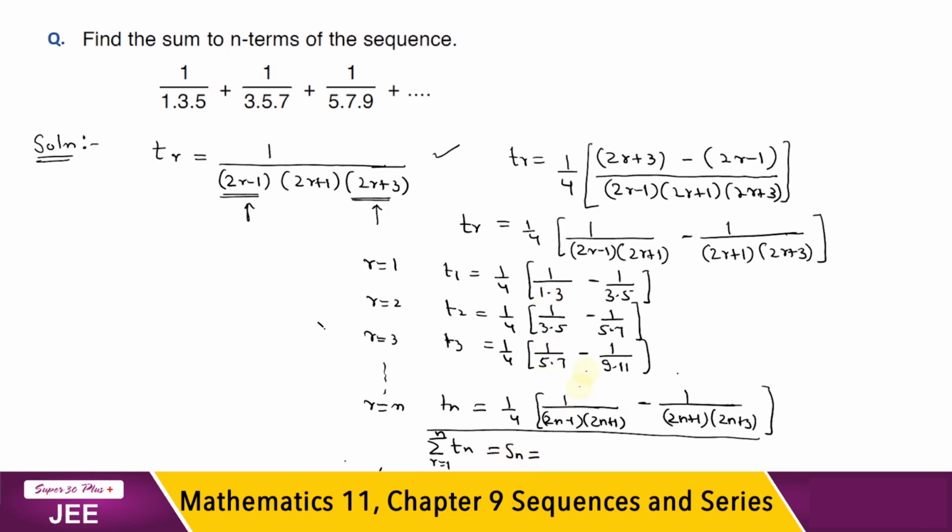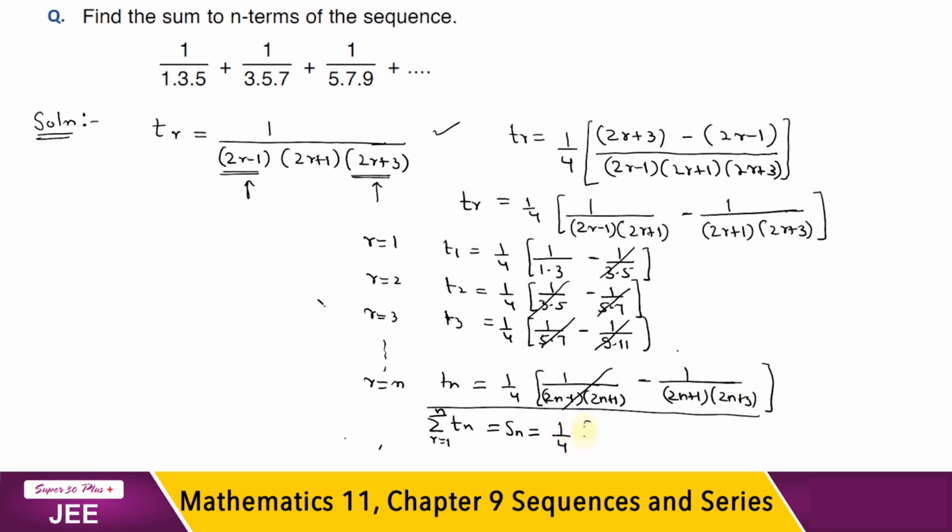And in the RHS, if we add them up, what is going to happen? These terms get cancelled off. And we are left with 1 upon 1·3, which is 1 by 3, and here we have 1 upon (2n plus 1)(2n plus 3). So in all, we get 1 by 4 times (1 by 3 minus 1 upon (2n plus 1)(2n plus 3)). So this is the required sum of n terms of this particular sequence.